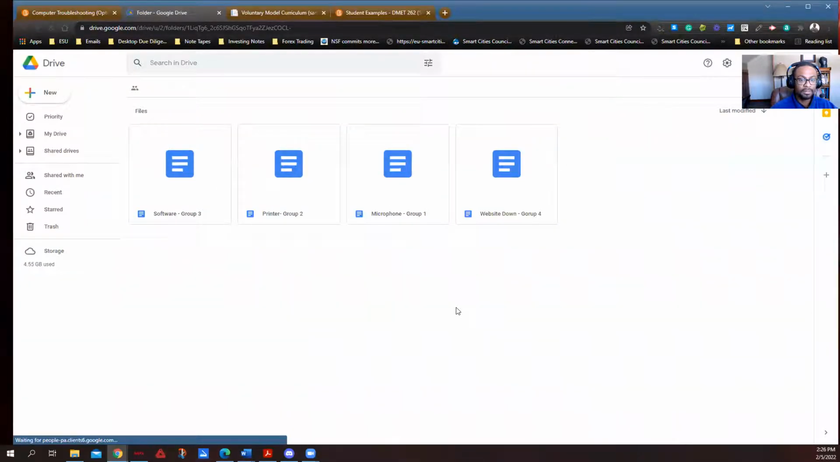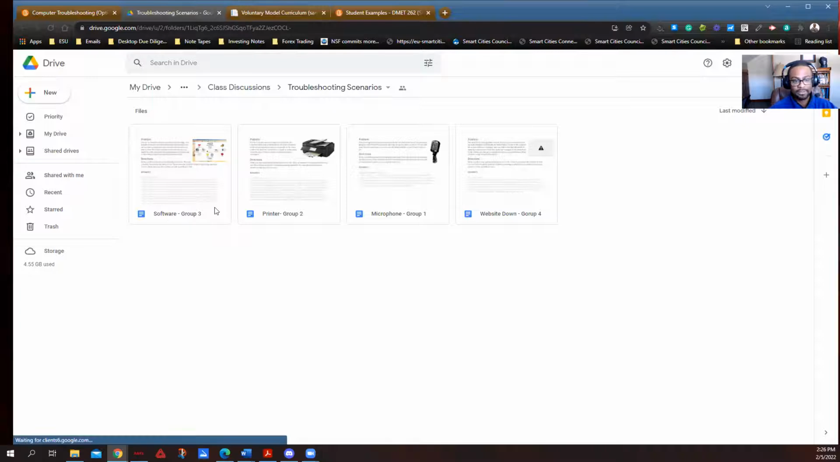It's about troubleshooting. Pretty basic narratives about how to troubleshoot various tools, whether they be software, a printer, a microphone, or whether a website is down. Pretty common to have some of these things happen, but when they happen, we got to figure out ways to circumvent the issue so that we can use the software, use the printer, use the microphone, use the website. This is how I think about it.